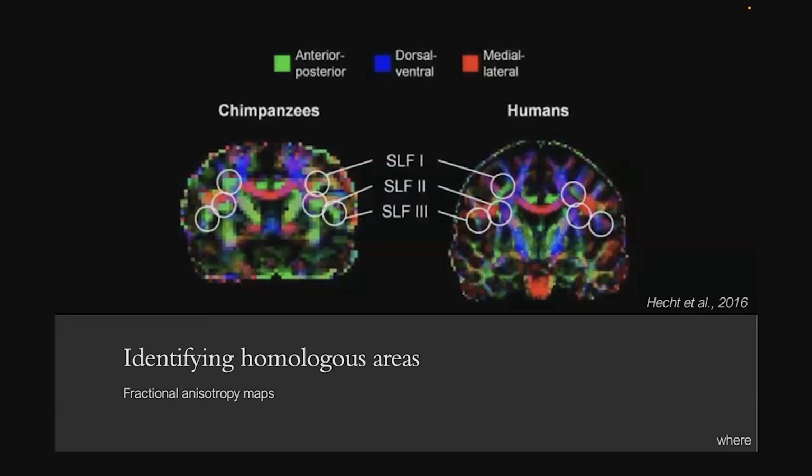You can also look at homologous areas using FA maps. So if you have an FA map of your species and then other species that are somewhat related to your species, you can then start to break down where these tracks are based on their spatial orientation, using the sulci externally to guide you where you search for them.